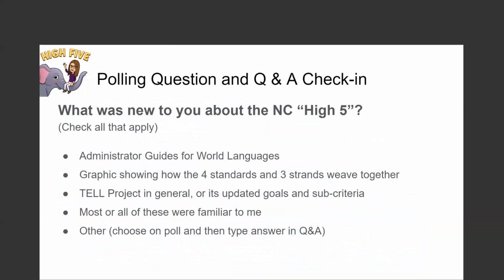All right, so that was quite a bit in a very short period of time. What was new to you about the North Carolina High Five we're going to talk about? Was it those administrator guides in general? Was it the graphics showing how our standards and strands weave together? Was it the TEL project overall and its updated goals and sub-criteria? Because the TEL project has been around for a while, but it was recently updated in 2019. Or would you say most or all of these were familiar to you?